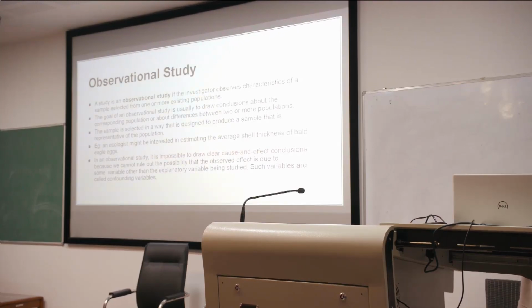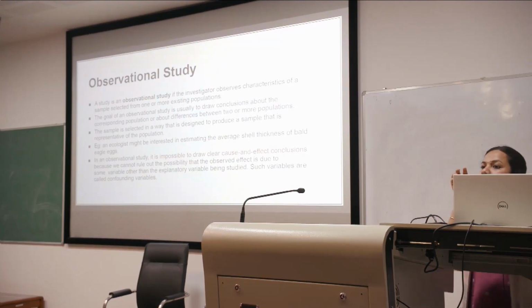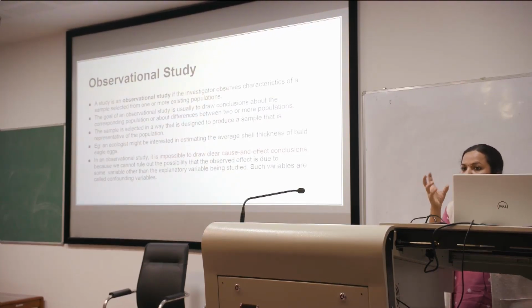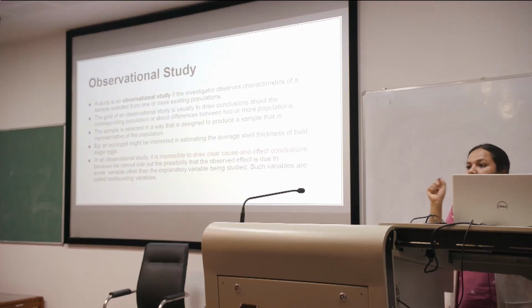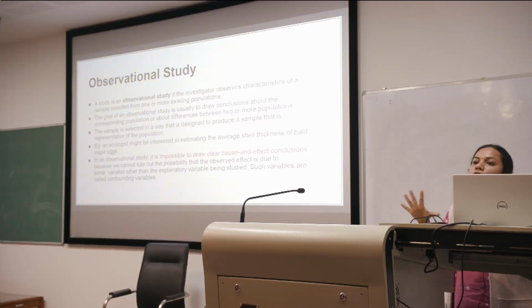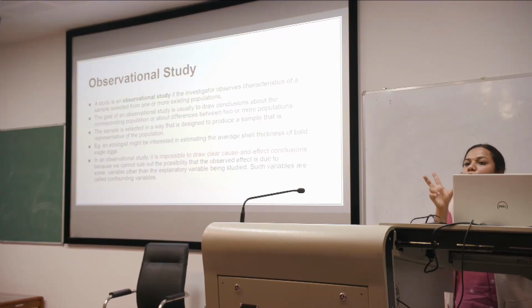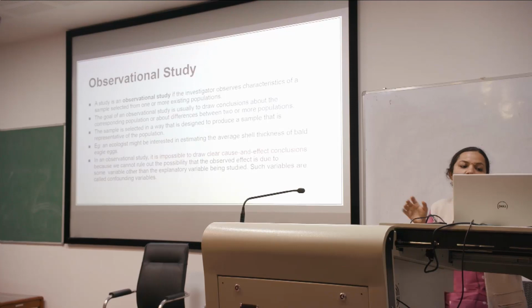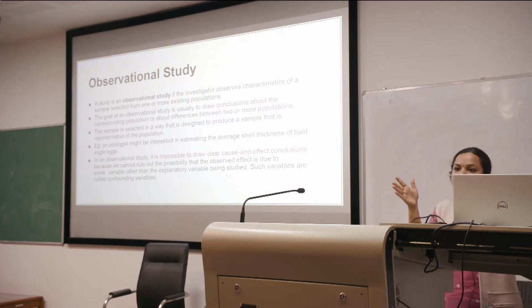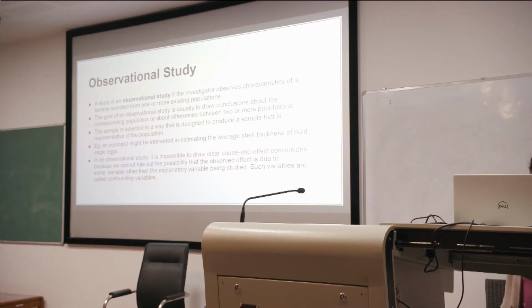The example they have given is, ecologists might be interested in estimating the average shell thickness of bald eagle eggs. So what they will do is take samples of that egg shell, then identify the thickness of it, then they will say that the average thickness of the entire population of that eagle will be considered within this range. They will mention some range, so what is the minimum, maximum and average based on the samples they have considered.